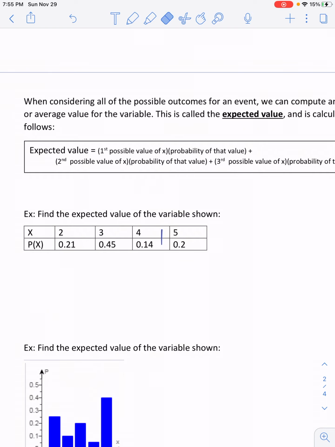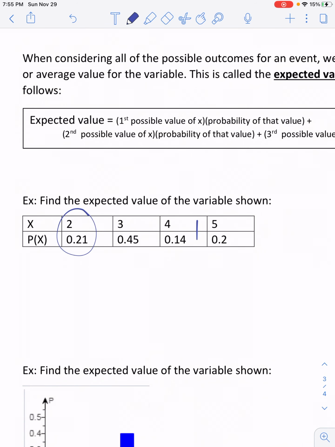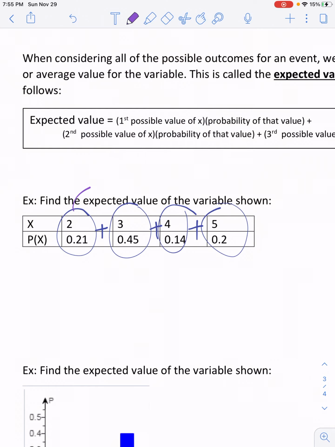But I really just take this table and I circle the two that go together, and then I put a plus sign. Circle, plus, circle, plus, circle. This tells me that I'm going to multiply these and then add. Multiply, add, multiply, add. So let's go ahead and do that. And that's all you do when you want to find the expected value: you're finding the average.